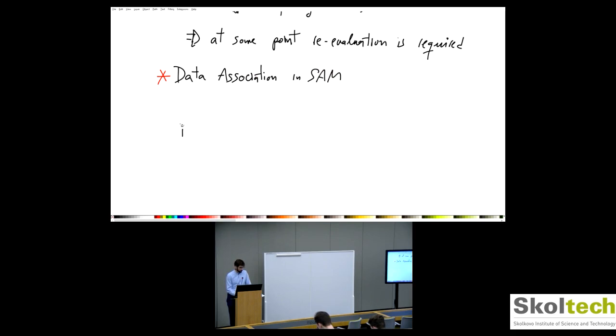Okay, so just as an example, imagine as always we have some trajectory. And here we have two landmarks, very, very close by. Right? And here we have two landmarks again.